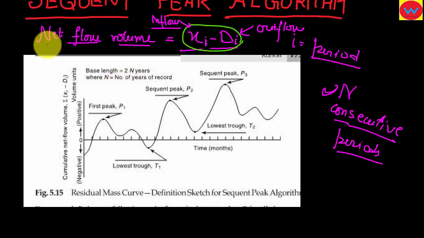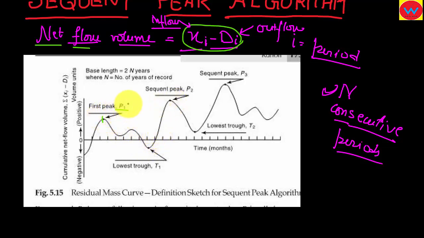For this net flow volume, whatever value we get from subtracting this, we plot like this, P1. For positive values we plot above, for negative values we plot below. So this is your residual mass curve, showing how much water has been left. This is your cumulative residual mass curve.